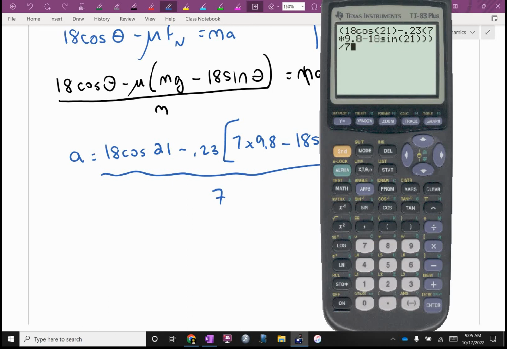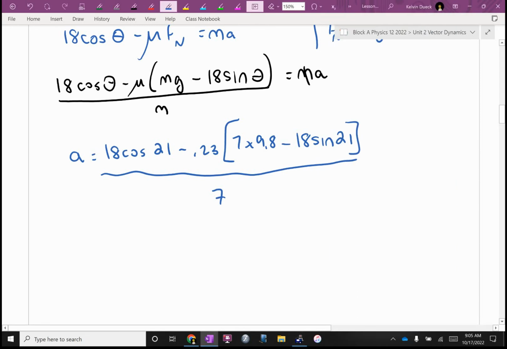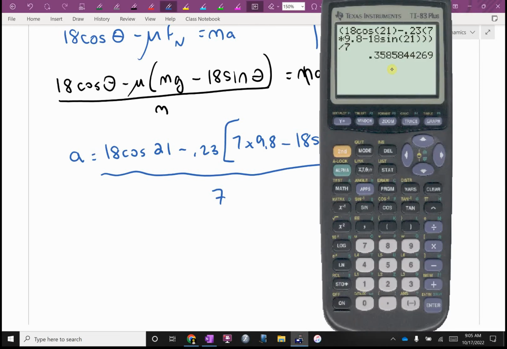Boy, that's a lot of brackets. Let's see. 1 open, 2 open, 3 open, 4 open, and then 1 close, 2 close, 3 close, 4 close. Okay, my brackets match at least, I think. We get 0.359? No. There's a 5 next to the 8. We would round off properly.